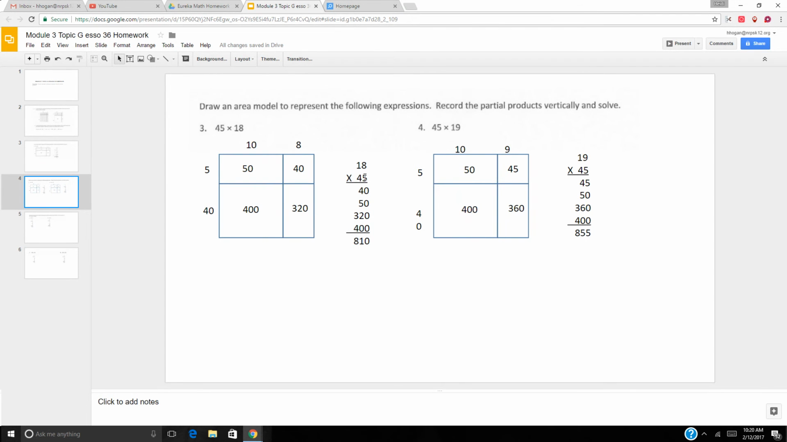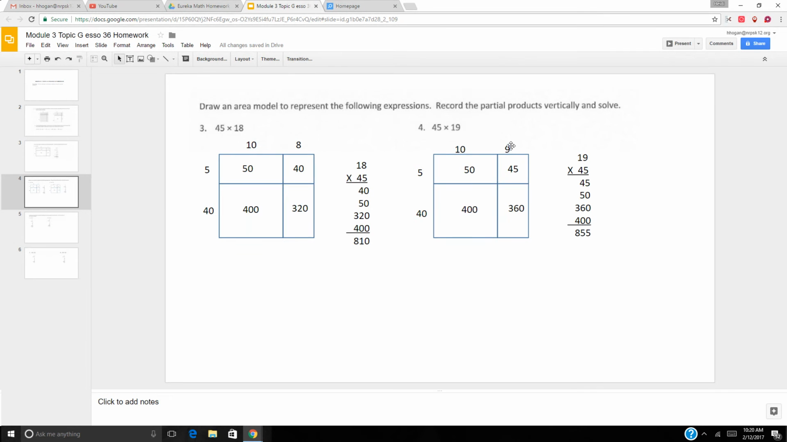So we come over here. 5 times 8 is 40. 5 times 10 is 50. 40 times 8 is 320, and 40 times 10 is 400. When you add it all up, you get 810. Oops, let me make this a little bigger.